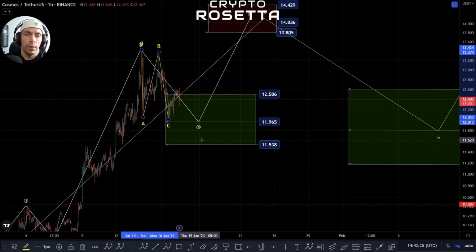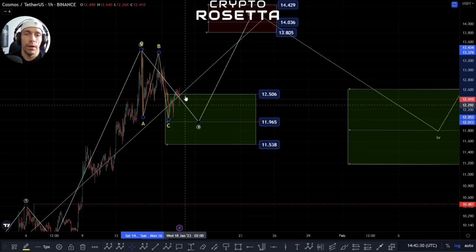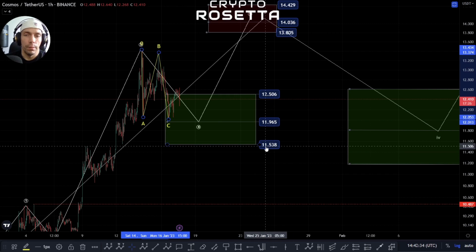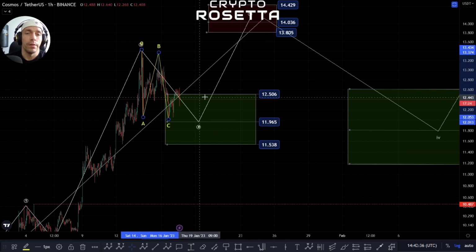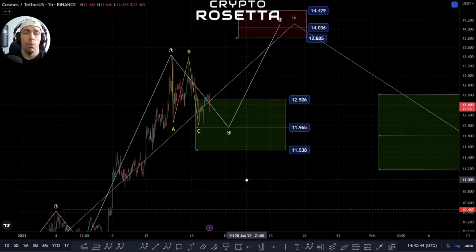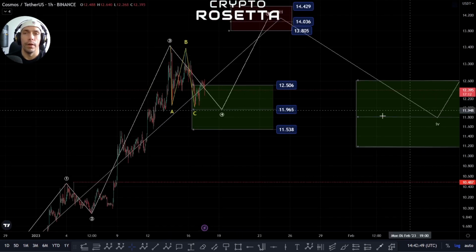If we lose this low, then what I'd be looking for is first off this 11,965 as a potential point we could travel to, and then, as a last area, this 11,538. If we move below this point here, this $10.487, then we have invalidated this white 5-wave move.